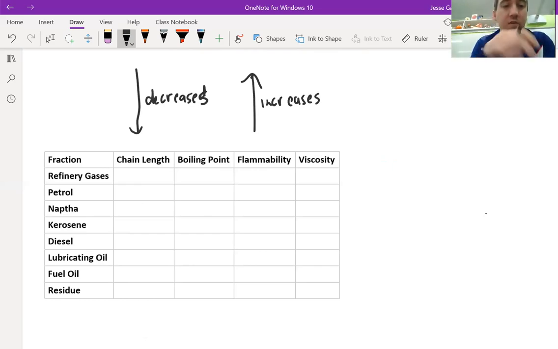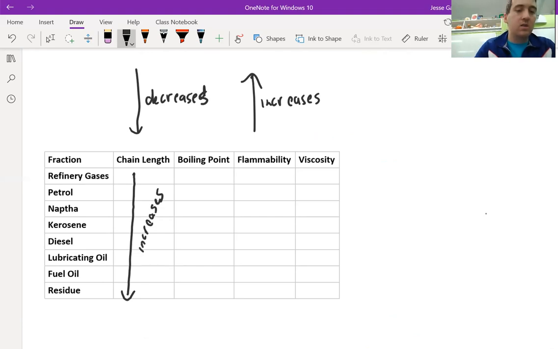Okay, right. So I'll do the first one for you, and then you can do the rest. So I'm going to start at the bottom. When we go from refinery gas down to residue in terms of chain length, what happens? So if we were to start here and go refinery gas down to residue, what happens to the chain length? Well, I know that the smallest substances are the ones at the top of the column because they have the lowest boiling points. So what happens when we go down the column is the chain length is going to increase.